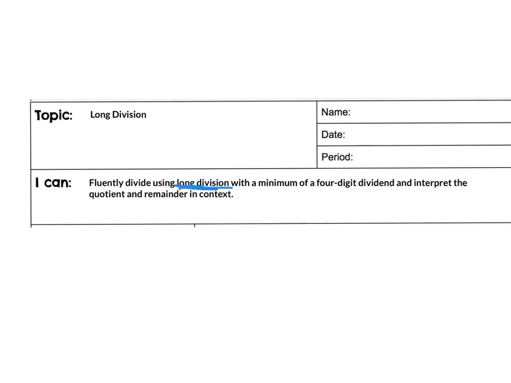The other part of this standard is that we need to be able to interpret the quotient and remainder in context. In context means we need to be able to understand it in a real world problem. And so there's going to be word problems here. You're going to see a lot of them. You have to understand them, and you have to be able to identify what the quotient is in the problem and the remainder in the problem as well.